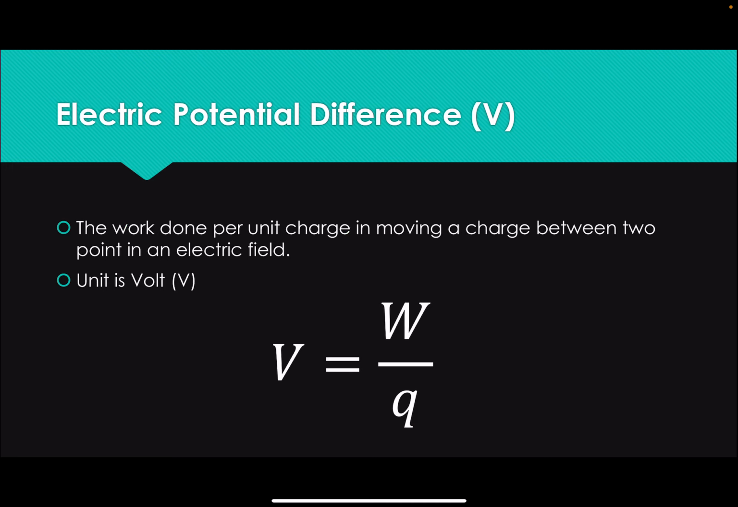So we have some more terms. Electrical potential difference. It has the capital V for its variable. The electrical potential difference is the work done per unit charge in moving a charge between 2 points in an electric field. So it's the energy it takes for a charge to move in an electric field between 2 points, how much energy it takes for a particular charge. The unit is called a volt. You probably heard of this before. When we talk about voltage, that's the same thing, but we often refer to it as electrical potential difference. That's the full terminology, but voltage is the same thing.